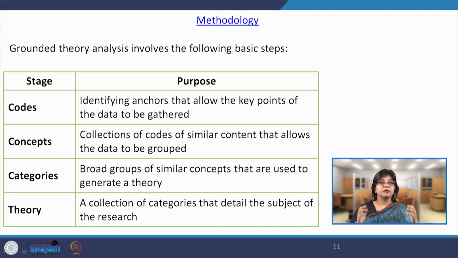And as soon as the coding, conceptualization and categorization is done and all the information is woven together, then it creates a theory, that is a collection of categories that detail the subject of the research. So, as soon as the responses are being categorized, conceptualized and coded, ultimately the collective information is compiled in one theoretical construct, and that forms a theory based on grounded theory. But the idea is how these stages are being dealt with.